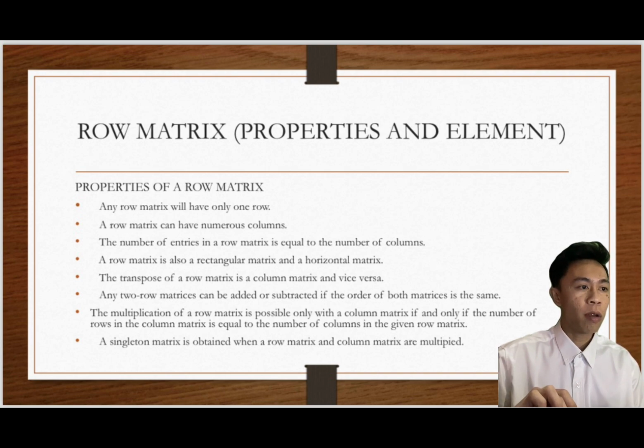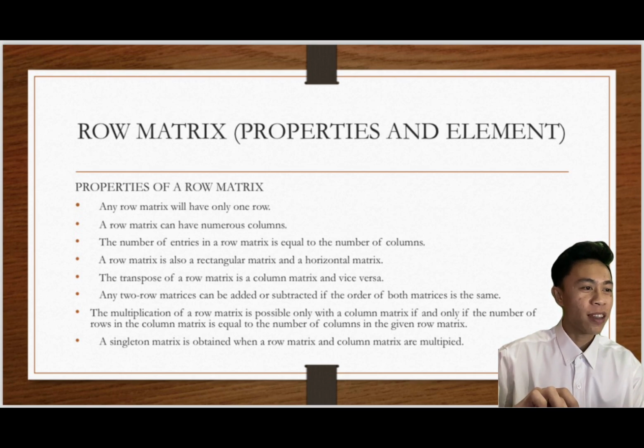Row matrix, properties and elements. First, any row matrix will have only one row. A row matrix can have numerous columns. Number 3, the number of entries in a row matrix is equal to the number of columns. Next, a row matrix is also a rectangular matrix and a horizontal matrix. The transpose of a row matrix is a column matrix and vice versa.